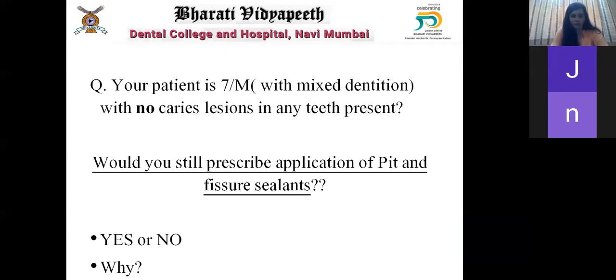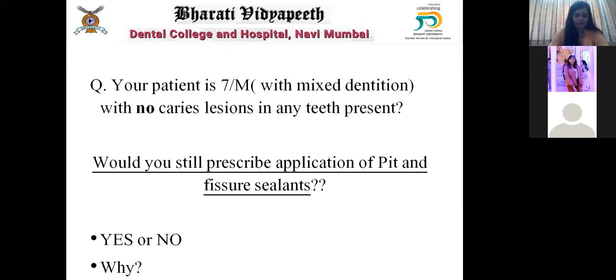Now listen carefully. Your patient is a 7 year old male with a mixed dentition with no carious lesions present in any teeth. Would you still prescribe Pit and Fissure sealant application? Roshni, Janvi. I think I'll give Janvi a chance because last time she just got a little. So tell me, Janvi, what's the answer?